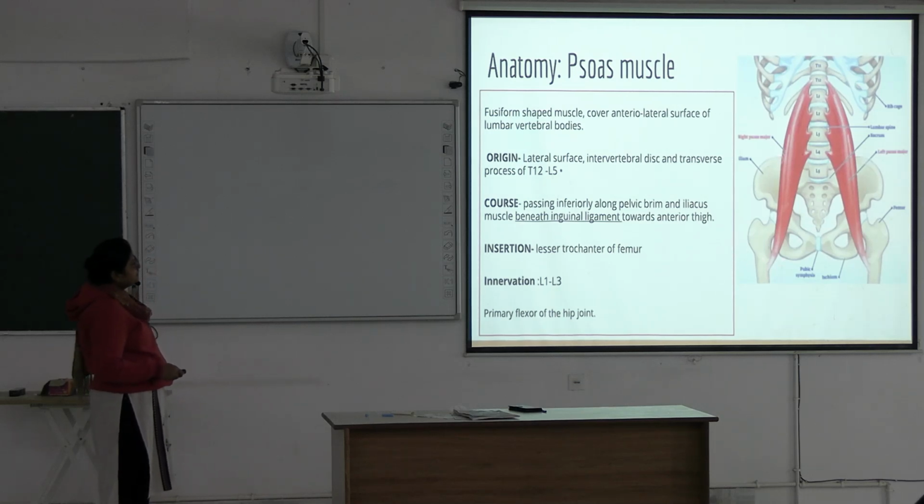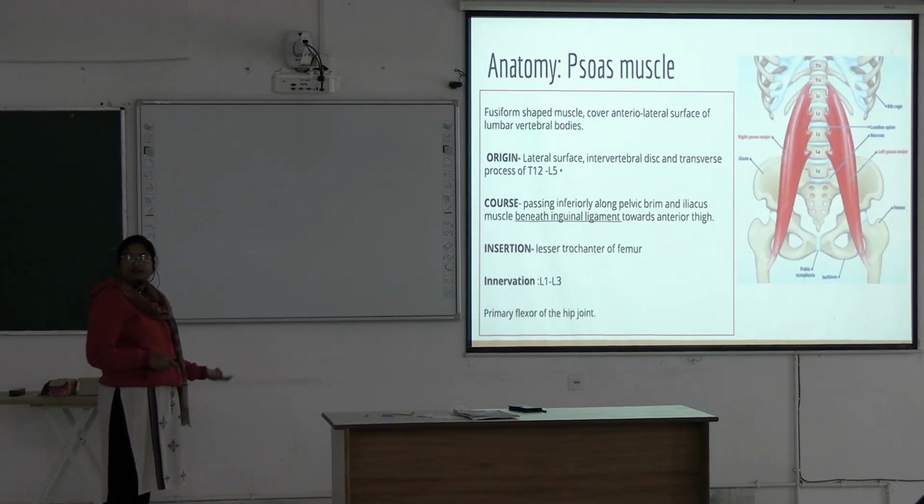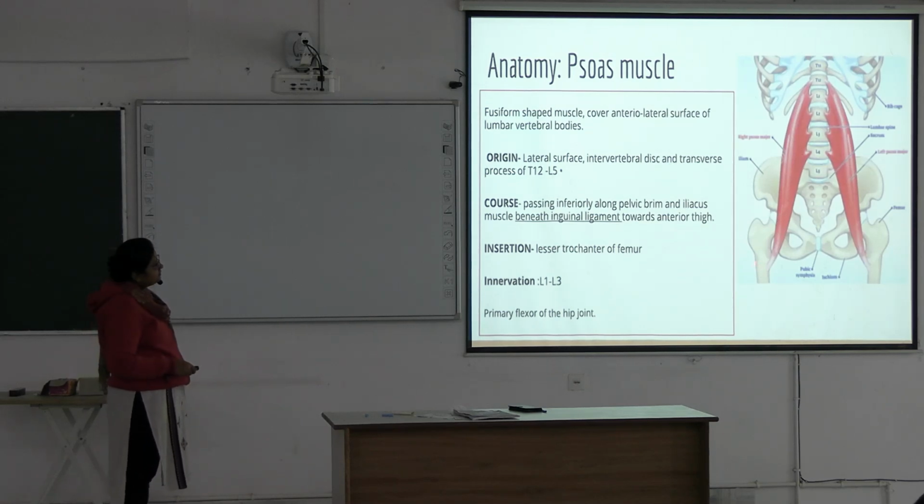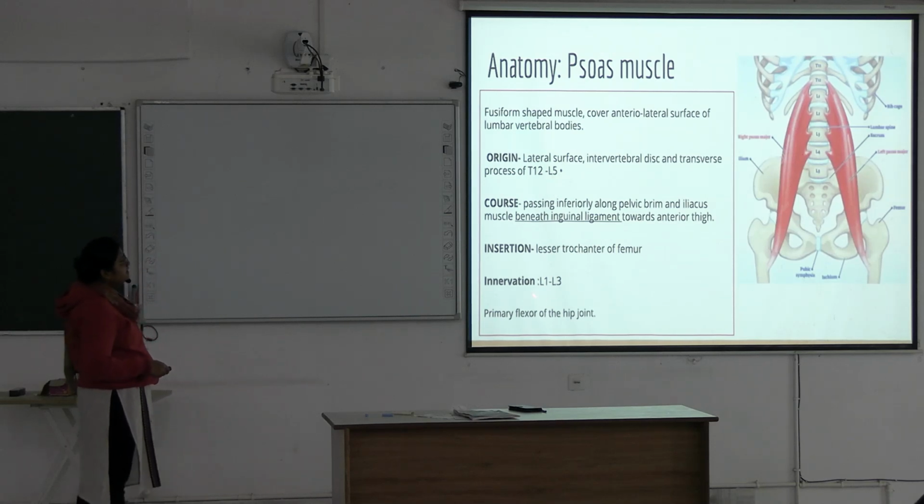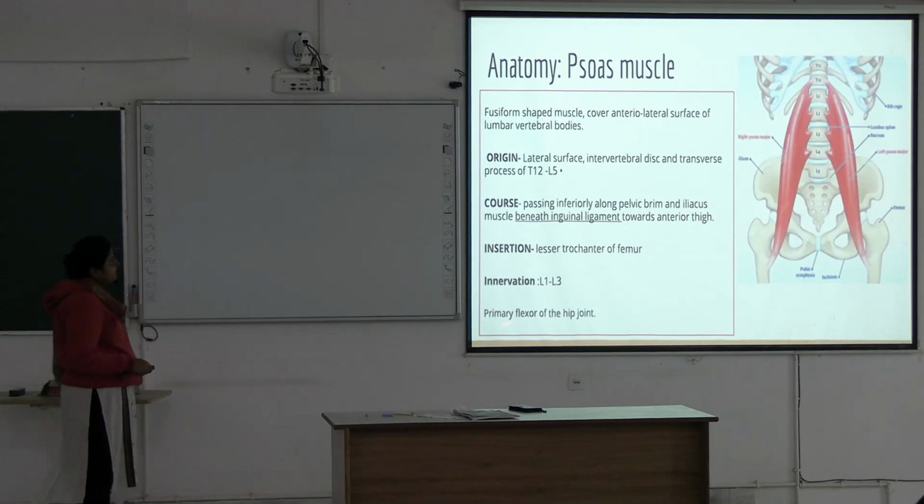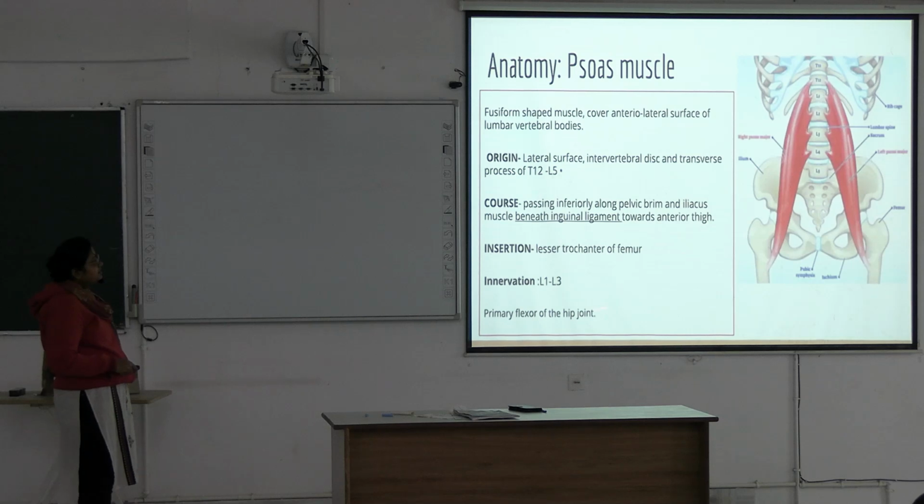Insertion into the lesser trochanter of the femur. Both of the muscles are inserted over here near the lesser trochanter of the femur. What is the innervation? L1 to L3 spinal nerves. This psoas major is the primary flexor of the hip joint.